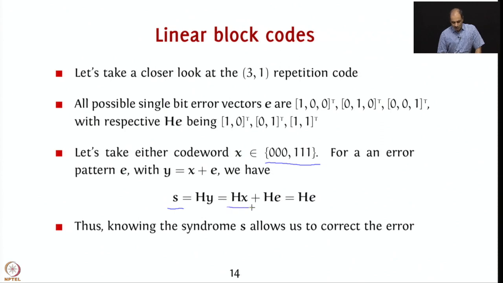Now you know that Hx is 0 for a valid code word, because when you multiply H by 000 or 111, you get 0. So you get only He as a result. Therefore, whenever you have any linear block code, multiplying by the parity check matrix H gives you the same error pattern irrespective of the code word that you sent. In other words, whether you send 000 or 111, if the error pattern is the same, H times y will be the same value. That is, irrespective of what code word you choose, the syndrome Hy depends only on the error pattern. This is the neat kind of result that we are going to use when we discuss single error correcting codes called Hamming codes in the next lecture, where we are going to use the syndrome to correct errors.